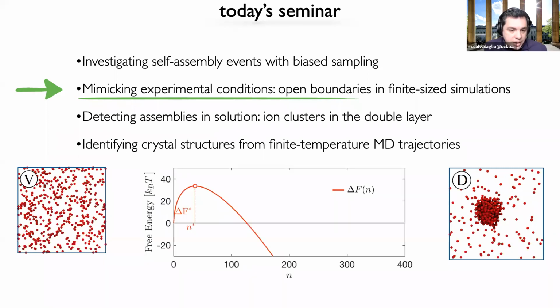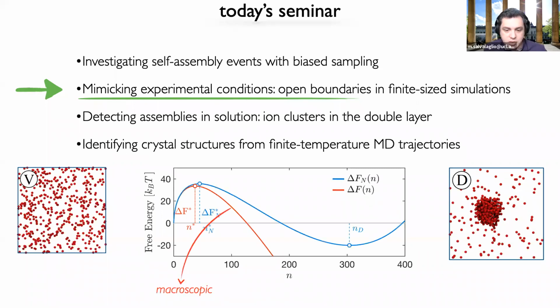So the problem again is associated with the depletion of the mother phase, and it's represented by these two free energy surfaces here. In a macroscopic system, the free energy associated with the assembly process resembles this typical classical nucleation theory shape. In a finite-sized system, instead, it has this different shape. And therefore, we would like to be able to remove these artifacts due to finite size.